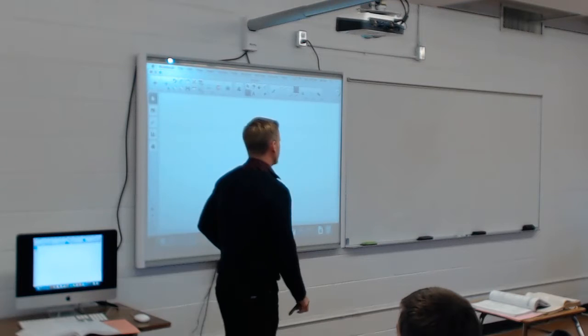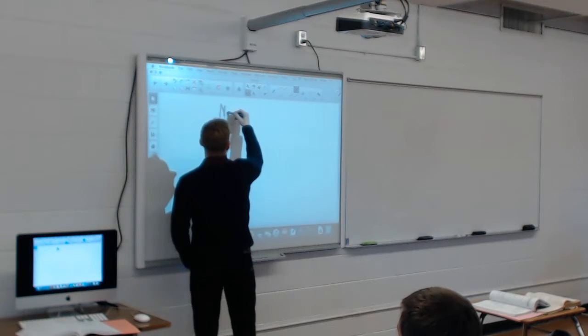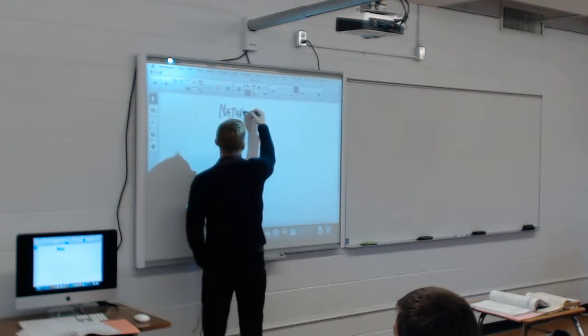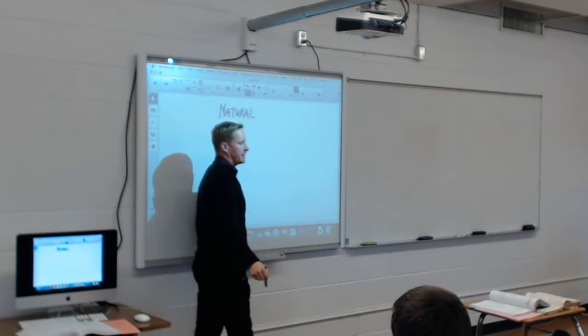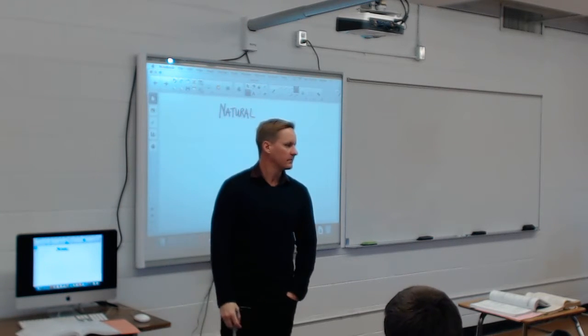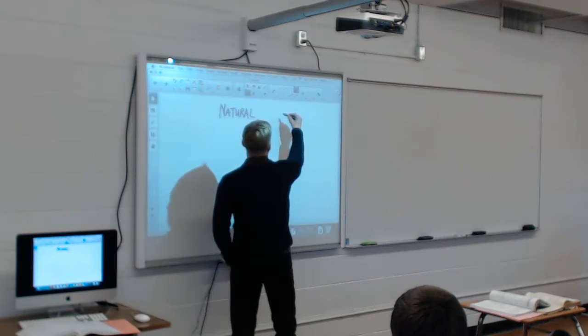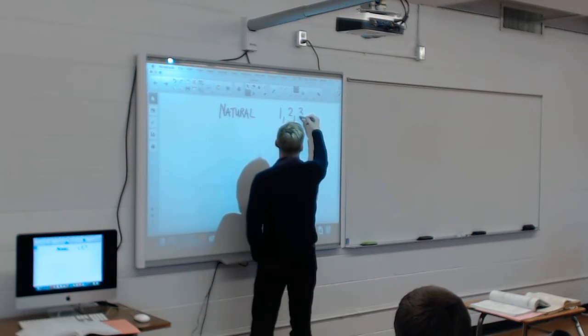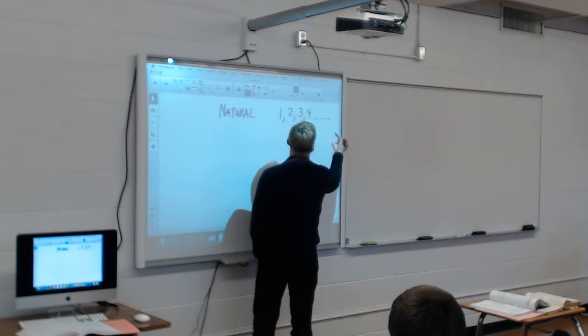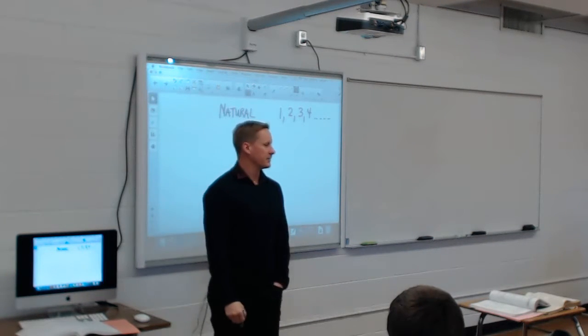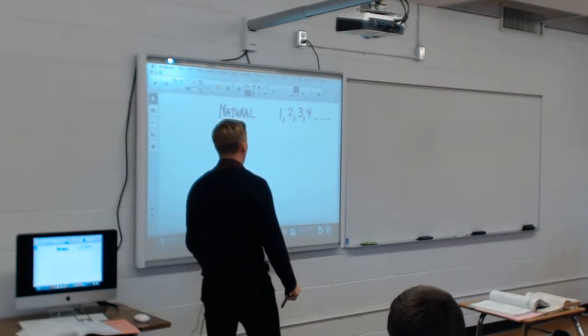What are the natural numbers? What are all the natural numbers? Like 1, 2, 3, 4, 5. Sure. 6, 7, 8, 9, 10. Okay. Good for you. Right? All the positive whole numbers. That's what it is. What are the whole numbers?